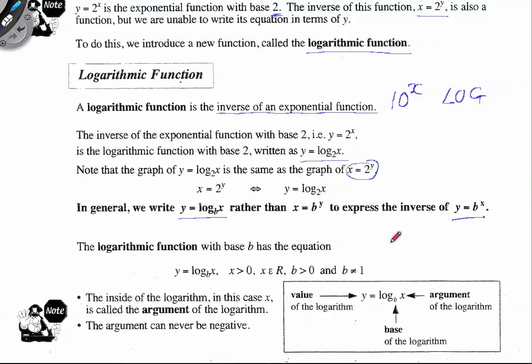Okay. Now, inside of the log function, in this case x, this guy here, is called the argument of the logarithm. And the argument here can never be negative. So in fact, yes, it looks like, sorry, this value x can never be negative. B is the base, and y is just the value.